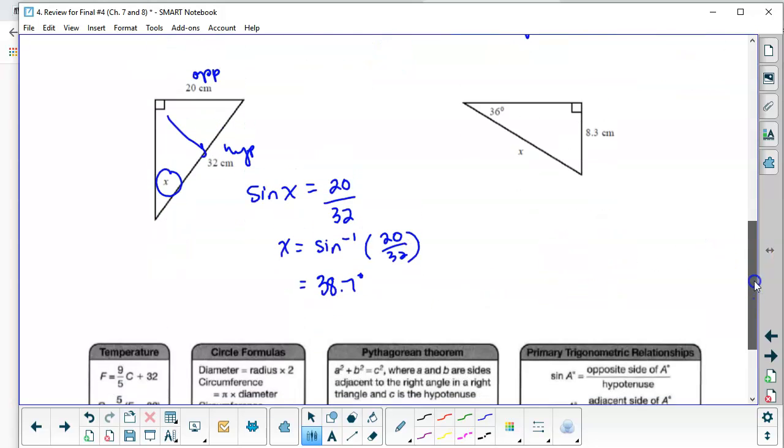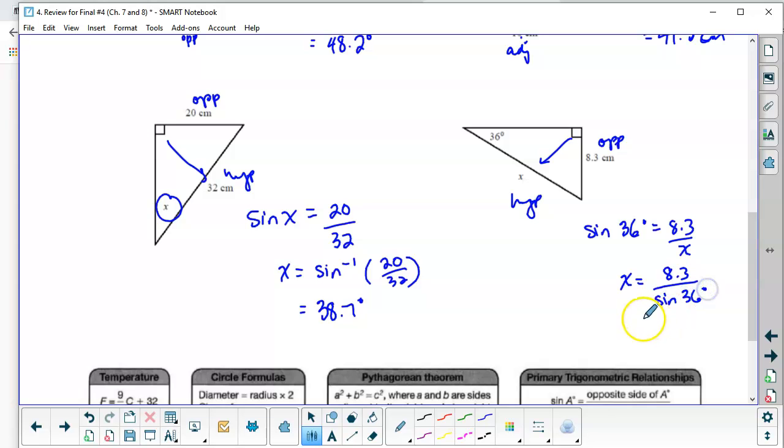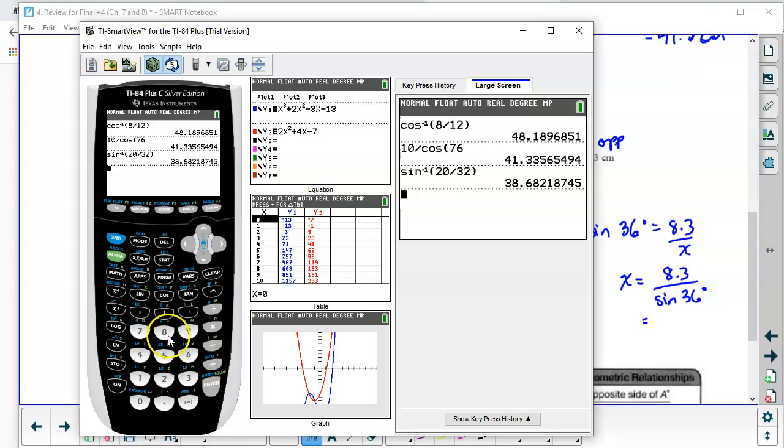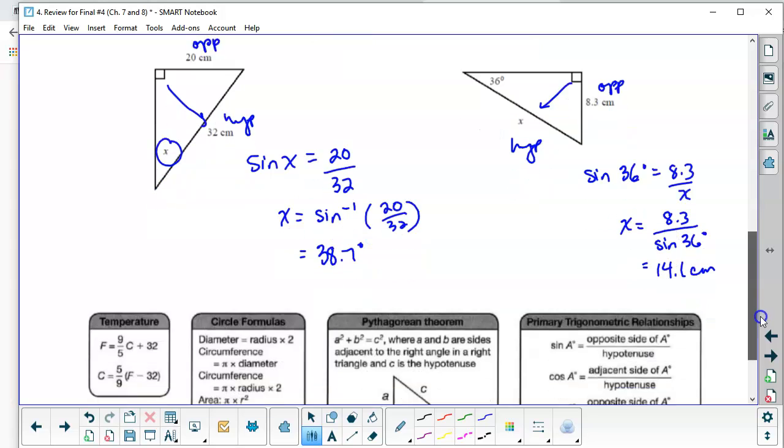And the last one here, compared to this angle, this is your hypotenuse, and this is your opposite. So that is going to be sine again, but sine, we know the angle is 8.3 over x. And again, our unknown's in the denominator, so we have to divide. So 8.3 divided by sine of 36 is 14.1 centimeters. Okay, and that's it.